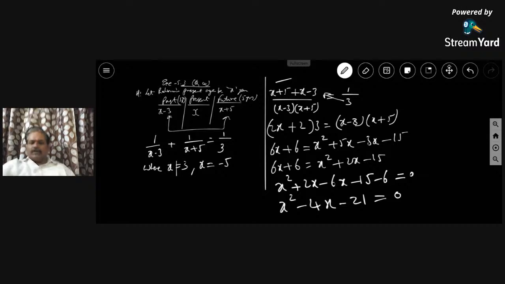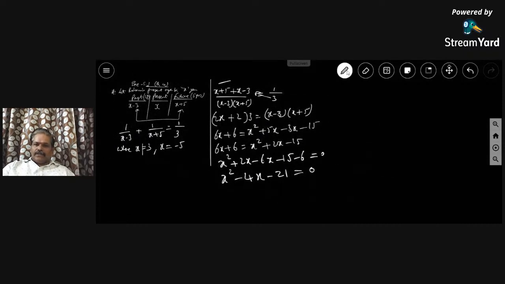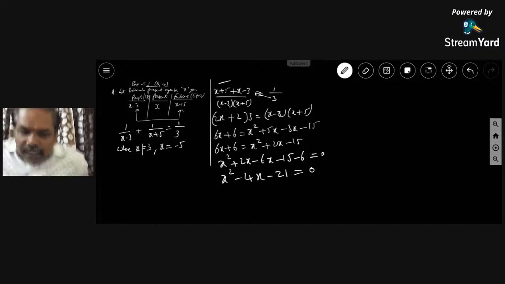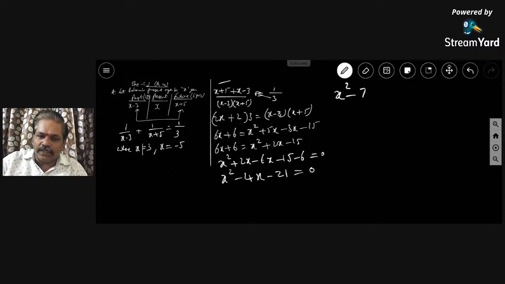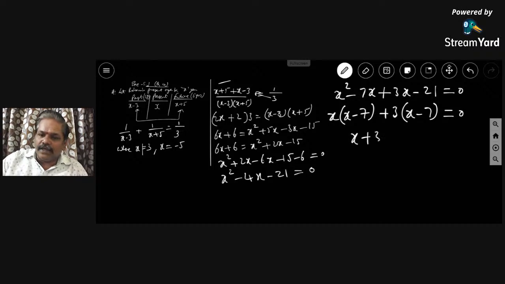So this is the quadratic equation we got, x square minus 4x minus 21. If possible, you can do the factorization method. If not, you can solve by Sridharacharya formula, that is minus b plus or minus root of b square minus 4ac by 2a. So here it is possible, it is not a complicated sum. So 7 3 is 21, 7x plus 3x minus 21 equal to 0. X common, x minus 7, 3 common, x minus 7. X plus 3 into x minus 7. X plus 3, when it goes to that side, it will become minus 3. X is equal to minus 7 will become plus 7.